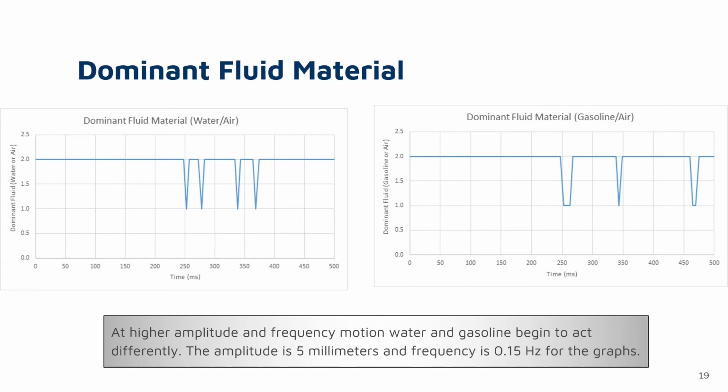Now, when amplitude and frequency increase, there are differences. In these graphs, the amplitude is increased to 5 millimeters and frequency to 0.15 hertz. The changes in dominant fluid now have sharp spikes over the duration of the simulation. These spikes indicate rapid change between the fluids. For the same motion, gas has less change in dominant fluid over time.